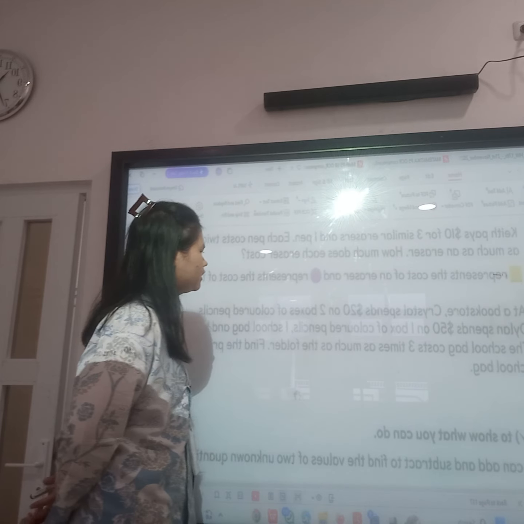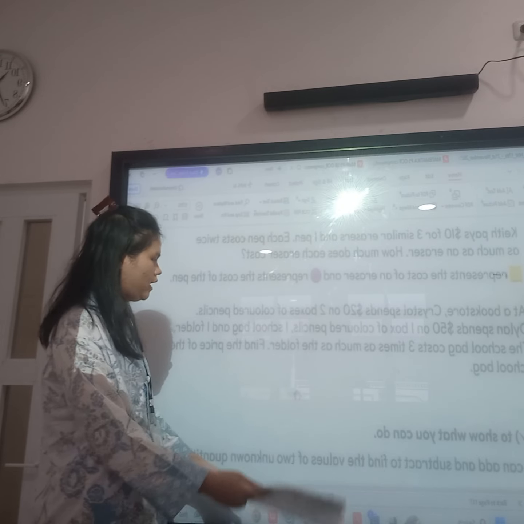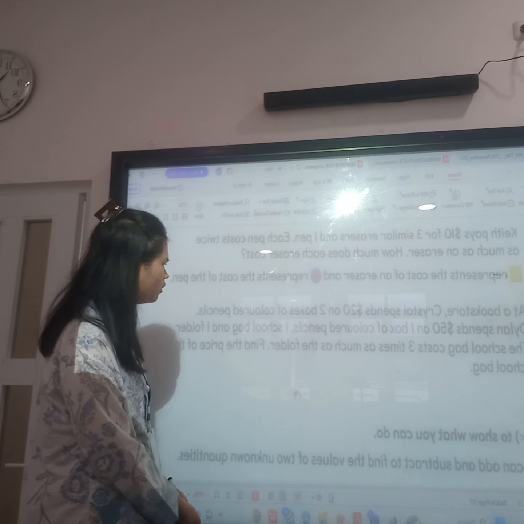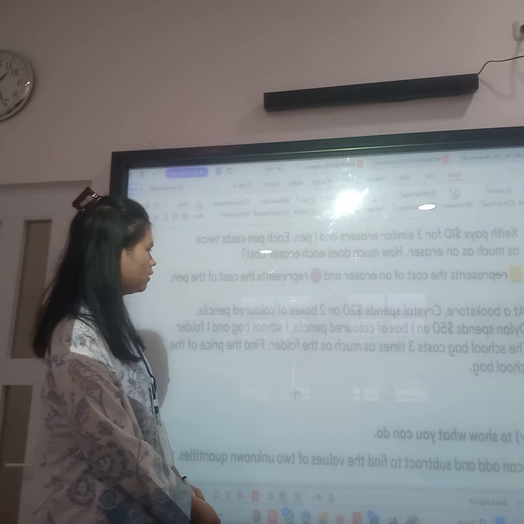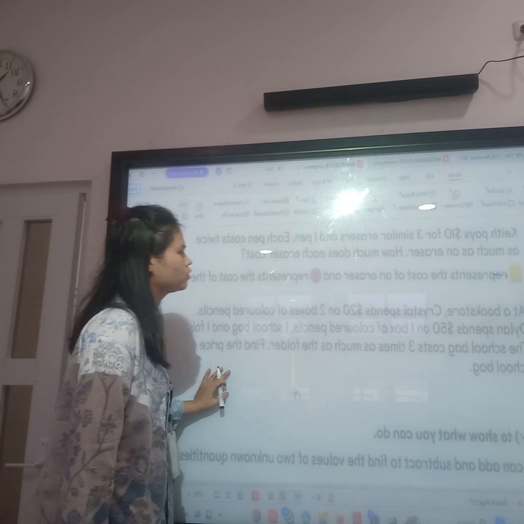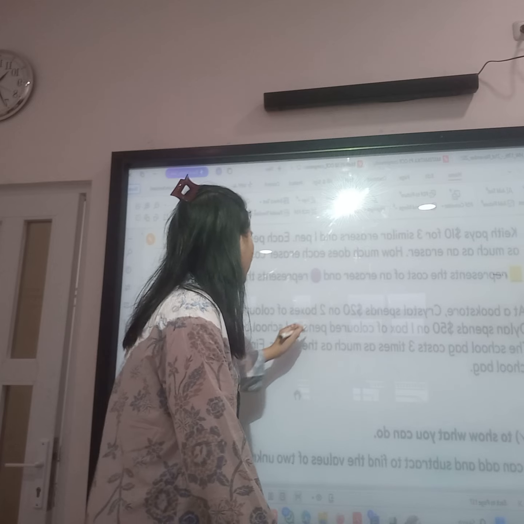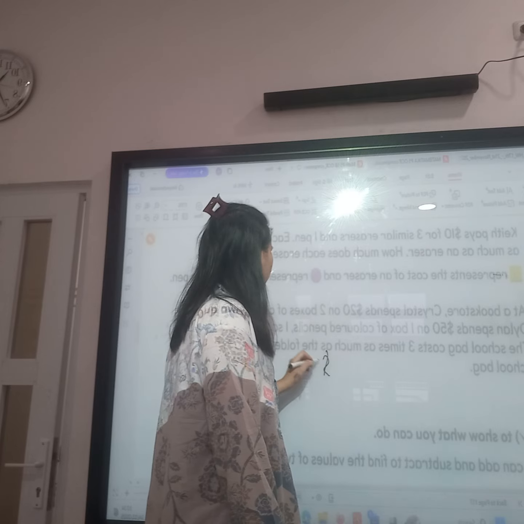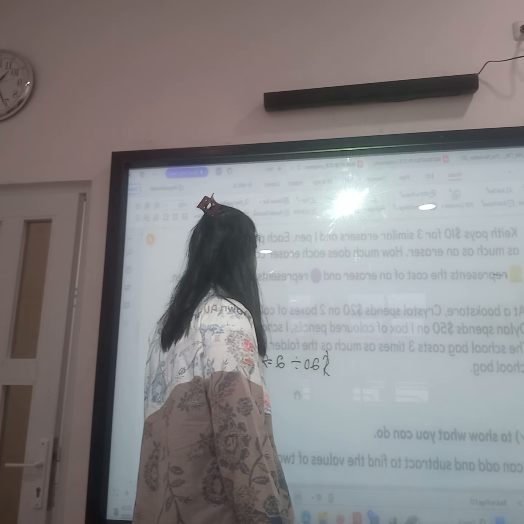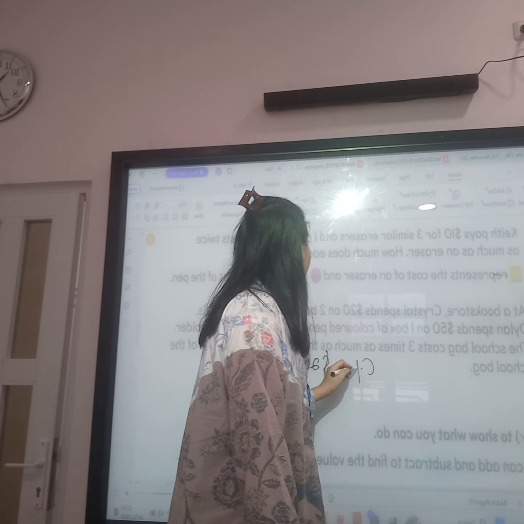At a bookstore, Crystal spends $20 on 2 boxes of color pencils. Dylan spent $50 on 1 box of color pencils, 1 school bag and 1 folder. The school bag costs 3 times as much as the folder. We have to find the price of the school bag. Okay, here, Crystal spent $20 on 2 boxes. $20 divided by 2 is equal to $10. This is the color pencil.